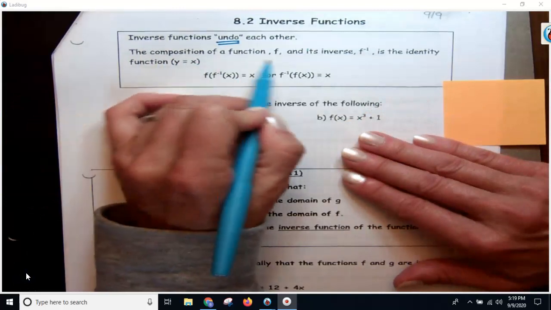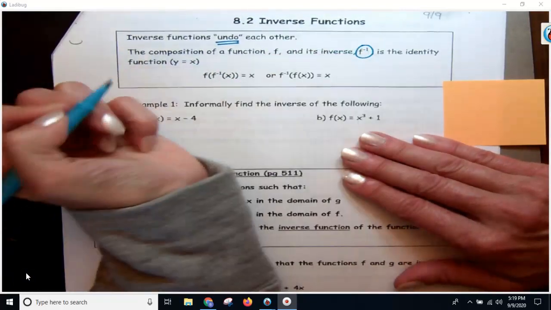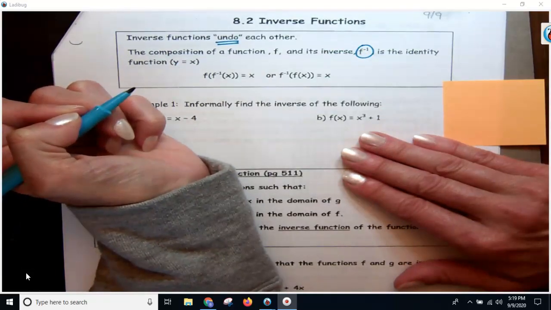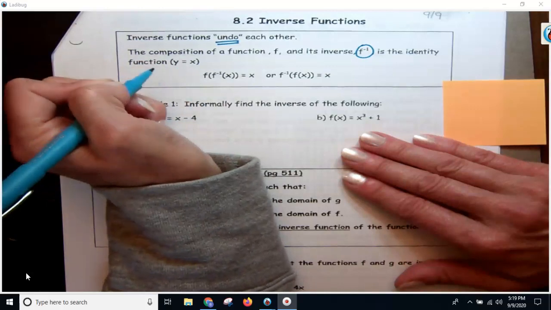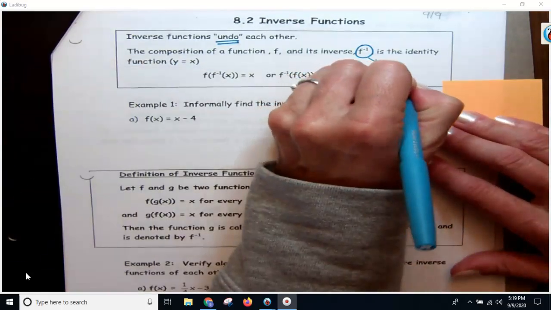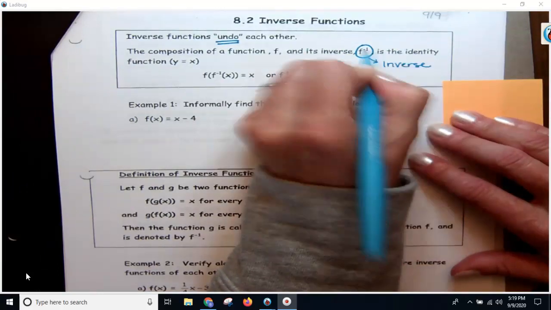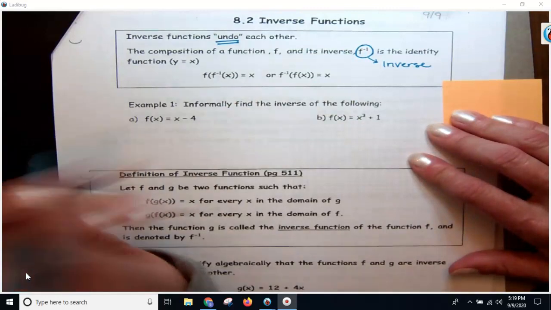So the composition of a function f and its inverse, f of -1, that's how you describe it, is the identity function. Y equals x or x equals y. Now, keep in mind, this is the inverse. That little -1 up there does not mean reciprocal, it means the inverse.